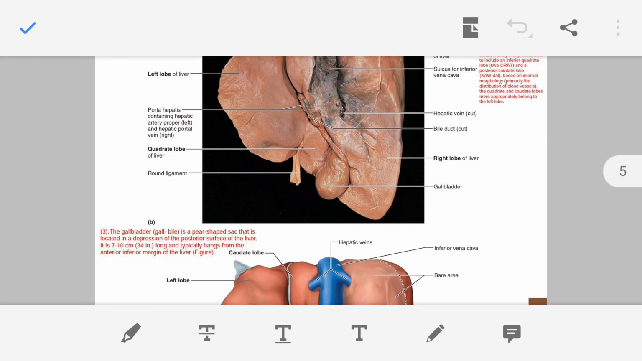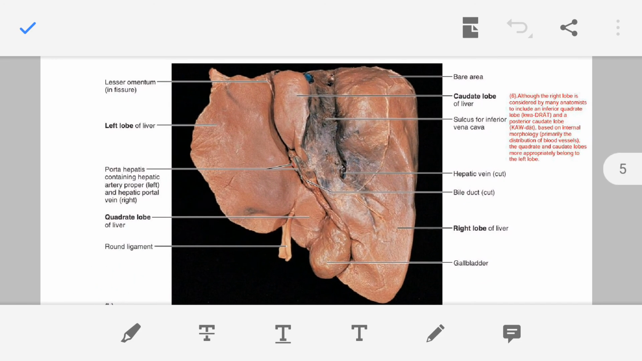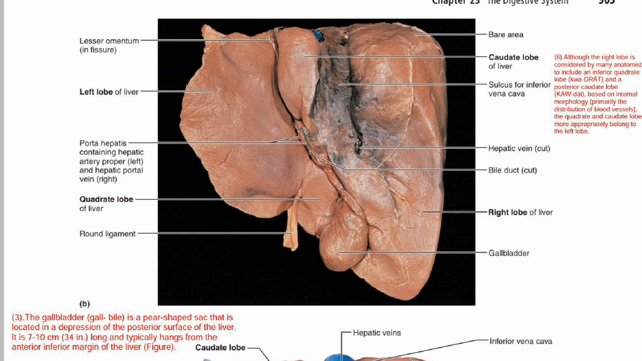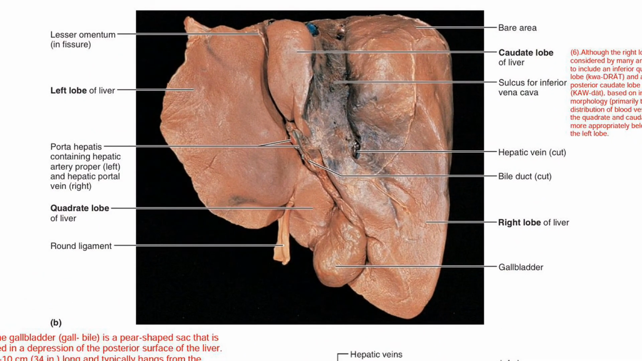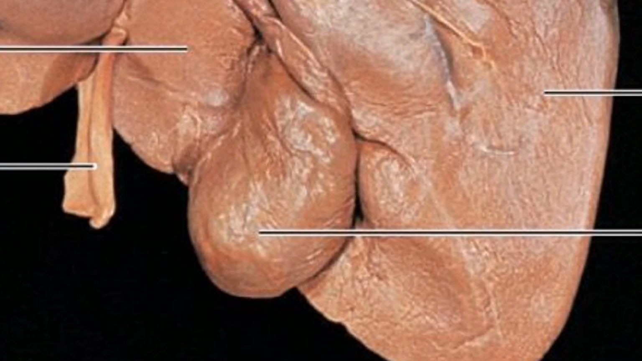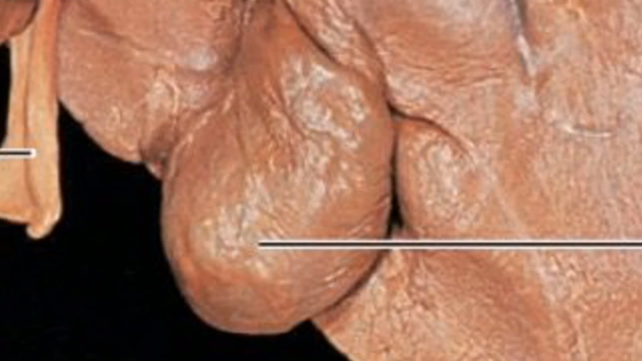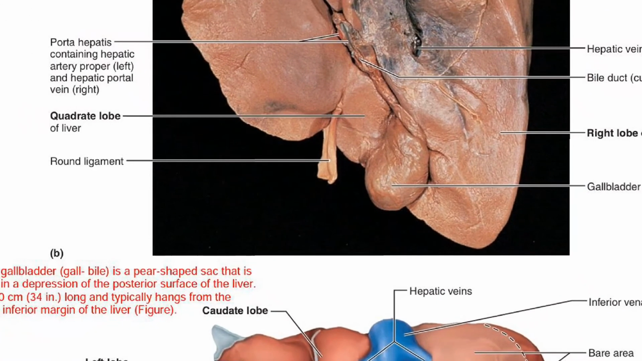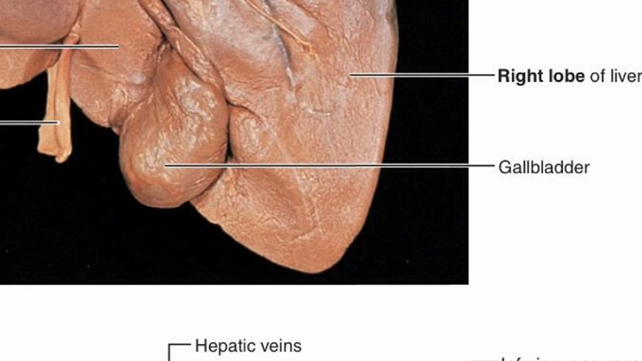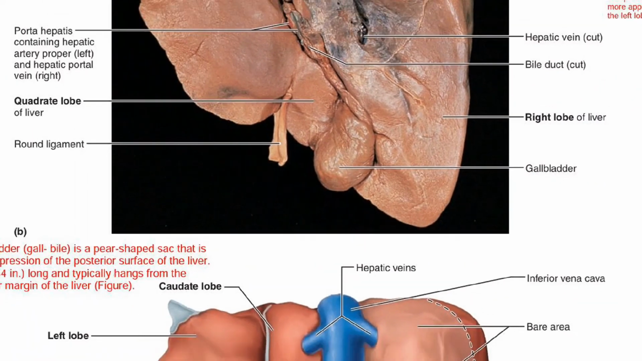So in the figure I am showing you, in this figure, the liver and gallbladder are shown, and here this one, I am zooming this. So this is the gallbladder, and as you can see, it is a pear shape. Pear is a fruit, a green color fruit. So the shape of the gallbladder is like a pear.